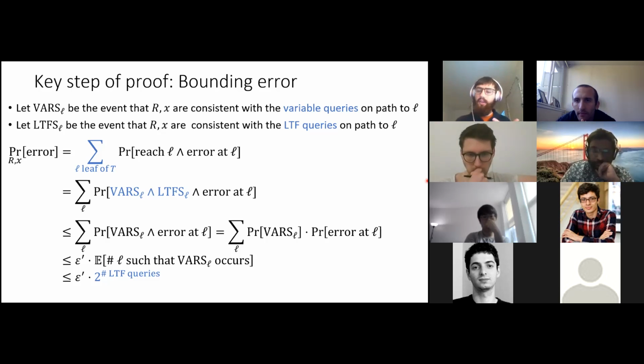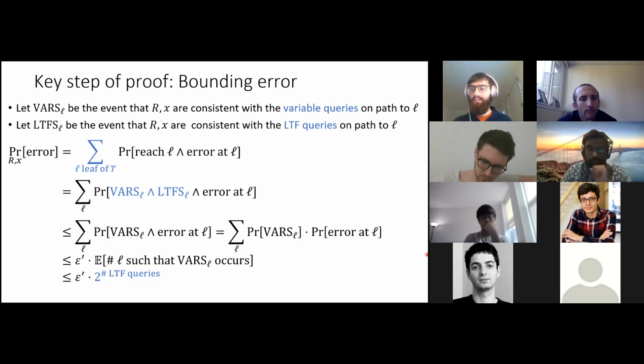So this is the bottleneck in the proof, this step right here, this blow up of 2 to the number of LTF queries. This is the bottleneck that gives us our final bounds for our pseudorandom generator. This is why we can only handle slightly superlinear size LTF circuits. So I figured I should probably show this reasoning in the presentation.